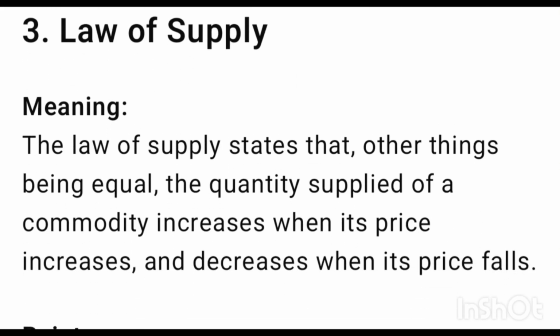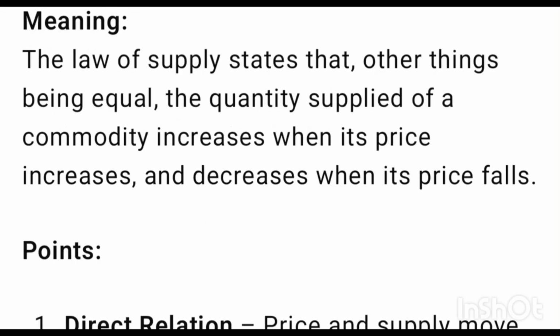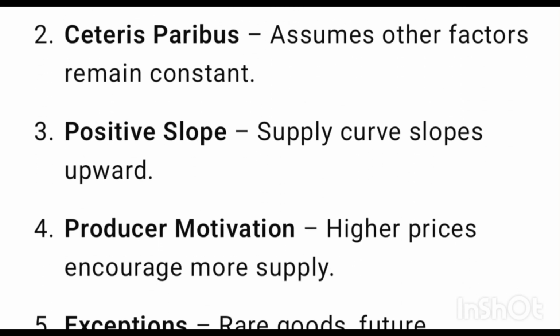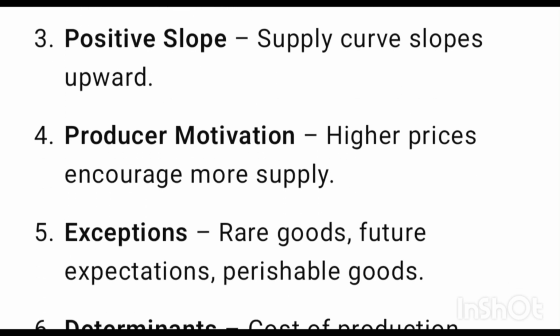3. Law of supply. Meaning. The law of supply states that, other things being equal, the quantity supplied of a commodity increases when its price increases and decreases when its price falls. Points. 1. Direct relation. Price and supply move in the same direction. 2. Ceteris paribus. Assumes other factors remain constant. 3. Positive slope. Supply curve slopes upward. 4. Producer motivation. Higher prices encourage more supply.